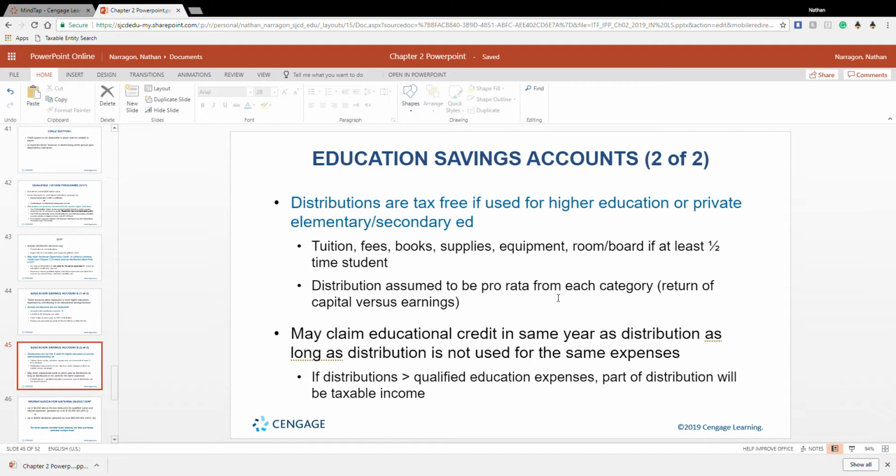Now, if the distributions are greater than the qualified education expenses, part of that distribution will have to be taxable. So again, make sure your expenses are good, that they're paying them off, you're using the whole distribution for qualified education expenses, and you'll be okay for not having that included in taxable income.